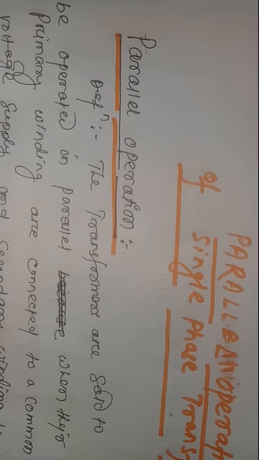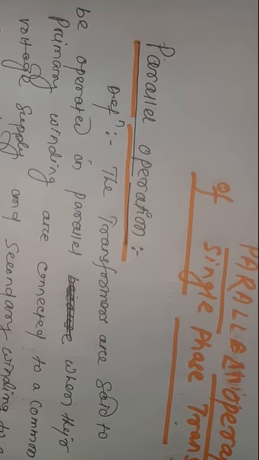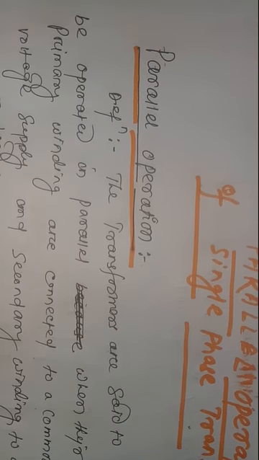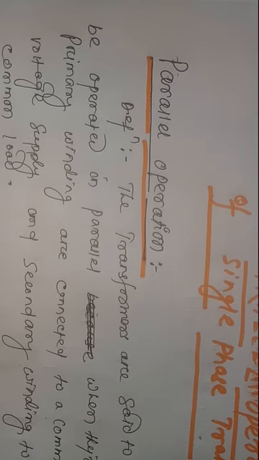In general, what is meant by parallel operation? We can say parallel operation means simultaneous operation. That means a number of transformers can be operated simultaneously. If you go through the definition, transformers are said to be operated in parallel when their primary windings are connected to a common voltage supply and the secondary windings to a common load. That means the primary windings are tied to the same voltage source, and the secondaries of the transformers are connected to a common load, that means the same load.